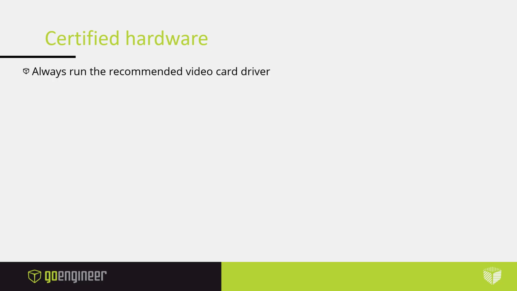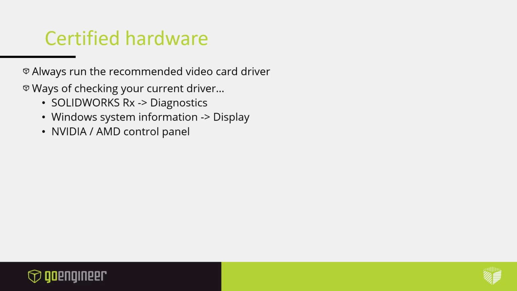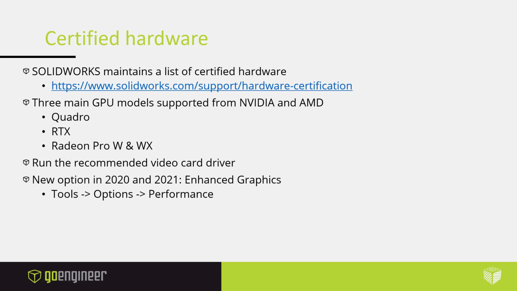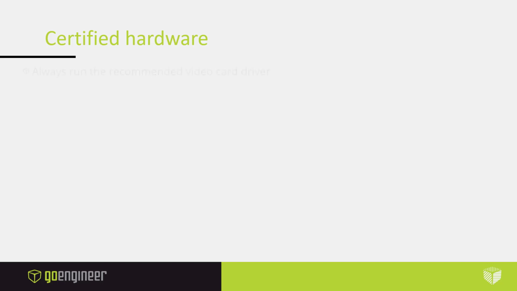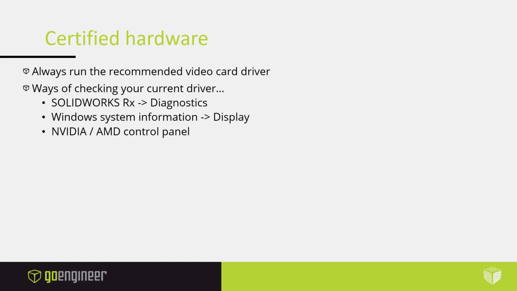Kind of beating the same horse here. We're going to obviously run the correct driver. So a couple things about installing the driver or ways of verifying the driver that you're running. There's 3 different ways. We can just go through SOLIDWORKS RX and click Diagnostics to find that. We can go through Windows System Information, click Display. It will show us our driver as well. Or we can go straight into the control panel, the NVIDIA or AMD control panel, and find the driver there. So if you're on the website that is linked there at the top, and it's telling you which driver you should be running, you can just verify the one that you're running through these 3 different methods.